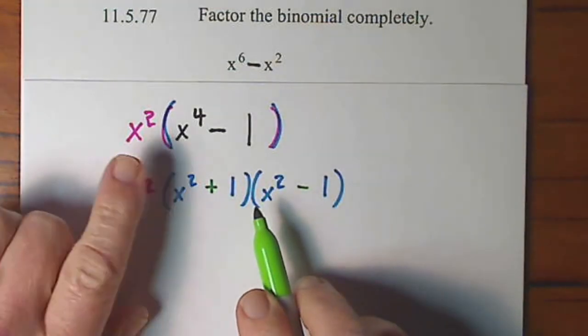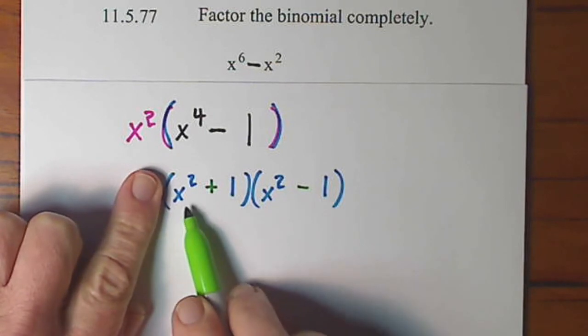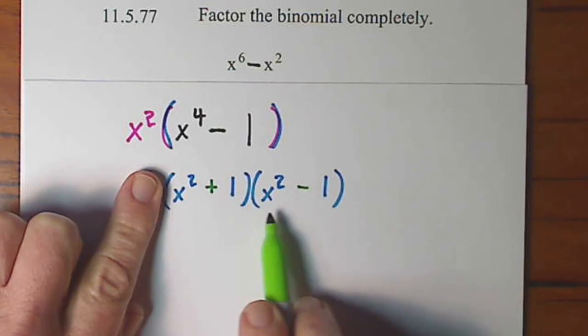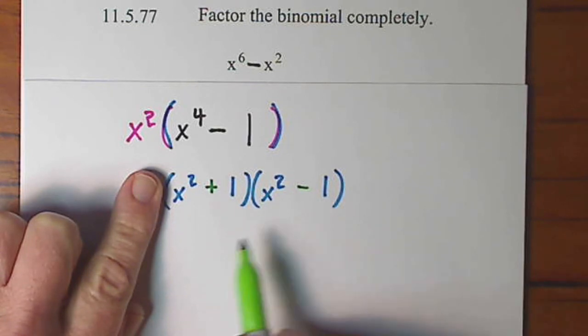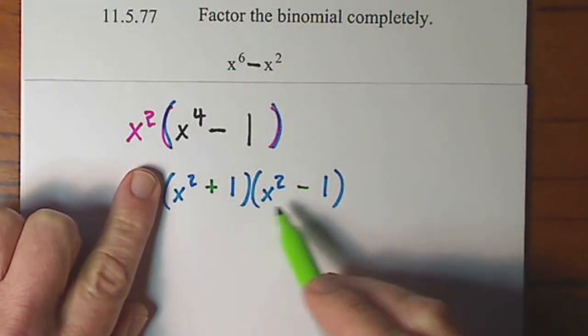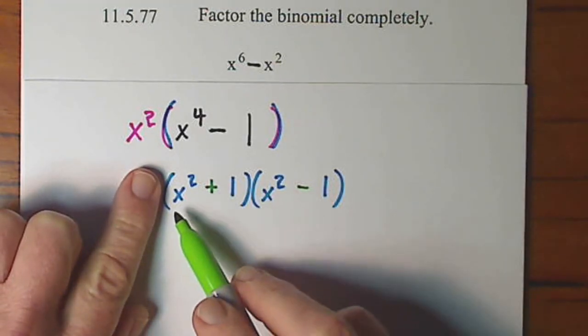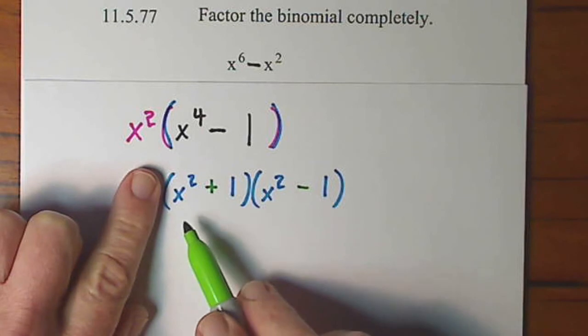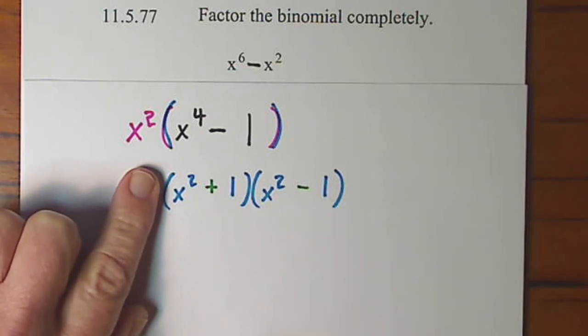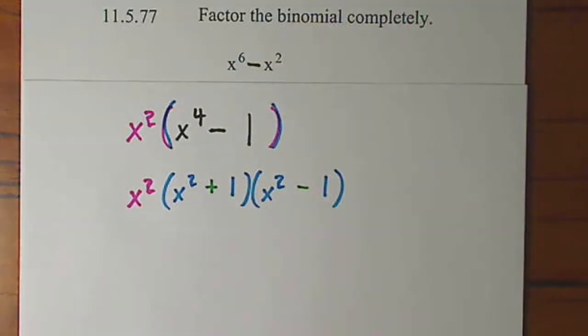You can convince yourself of that because if you multiply, some people say use FOIL, or you basically just make each term hit each term. You'll see the middle term disappearing. So I encourage you, if you're not familiar with what's going on here, multiply x squared times x squared, x squared times negative 1, 1 times x squared, and 1 times negative 1, and you'll see your middle terms disappear.